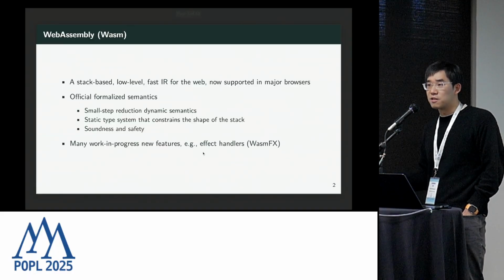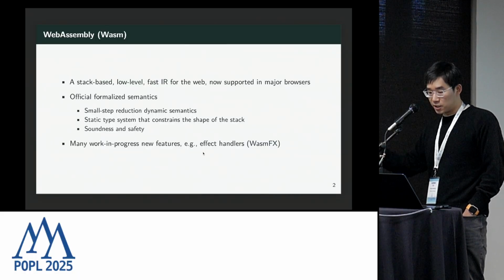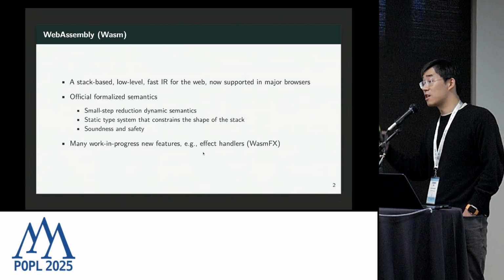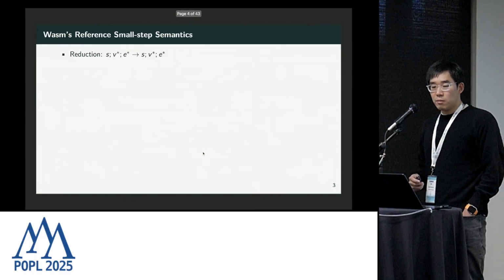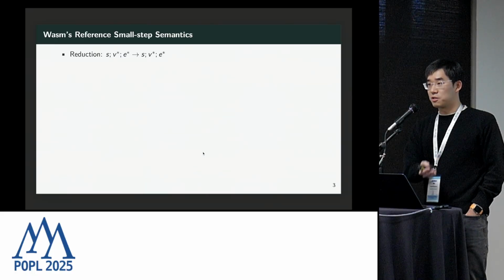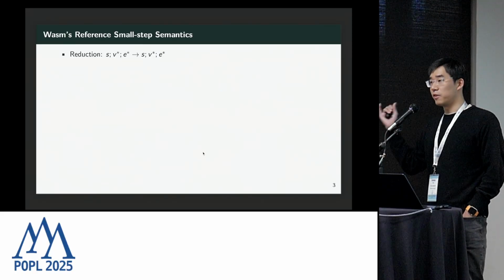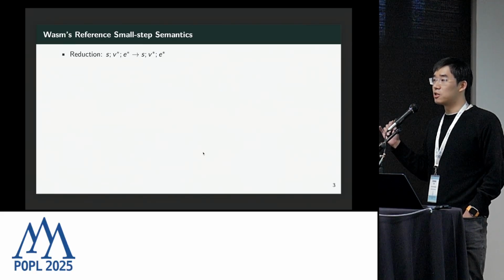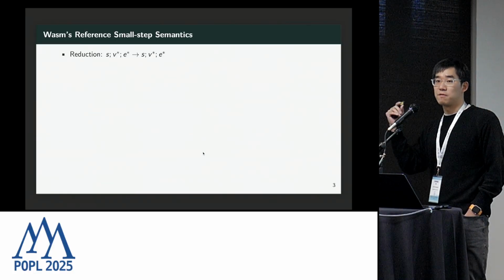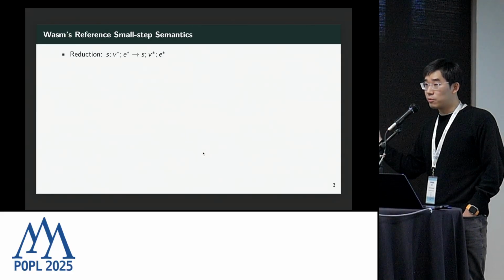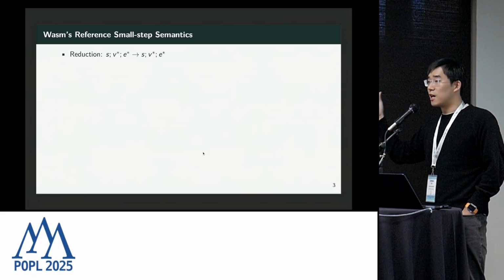And another nice thing is that there is a lot of ongoing work and new features being added to WebAssembly. For example, effect handlers or stack switching, which has been mentioned multiple times in today's workshop. But let's take a closer look at the reduction semantics. It's basically specified as a transition between configurations. Each configuration has a global store S here, and also a list of values, which are the values for local variables, and also a sequence of instructions. And we can specify the transition for that.